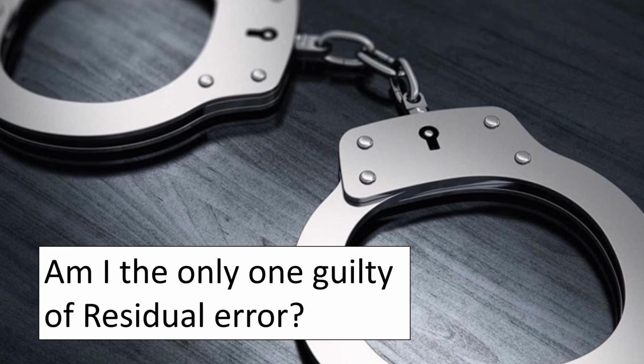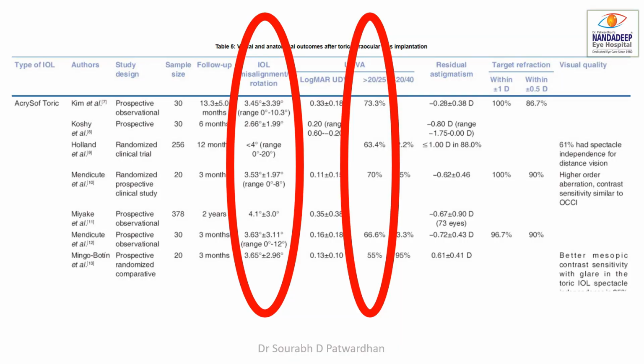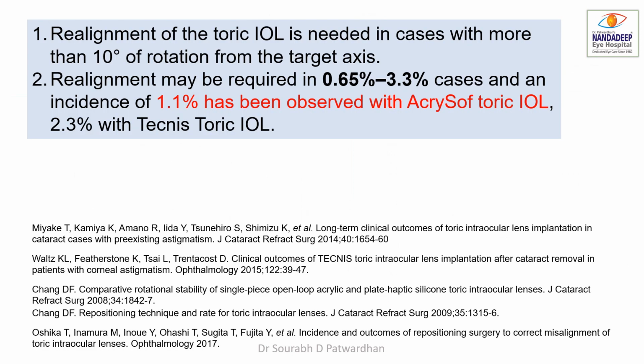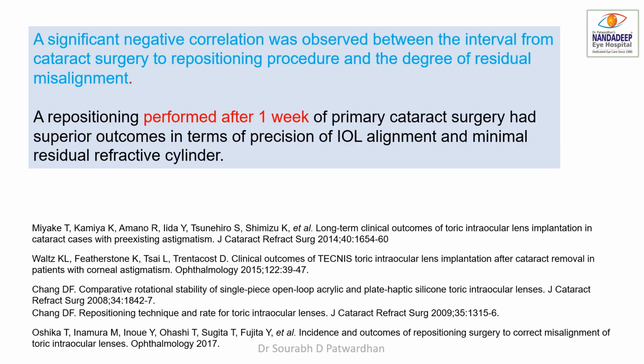Now when you have this kind of surprise, you think, am I the only guilty one to have such kind of refractive errors? Just to remind you that all over the world, the data suggests that only 70% patients achieve better than 20/25 vision. So there will be some residual error left in 30% patients. Of course, you need to realign the IOL only if it goes beyond 10 degrees, and on an average, you see 1 out of 100 toric IOLs needs readjustment.